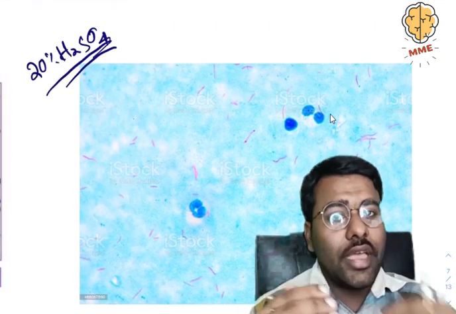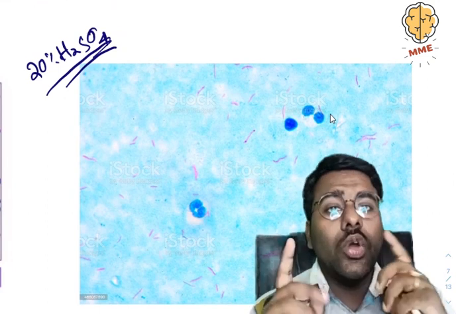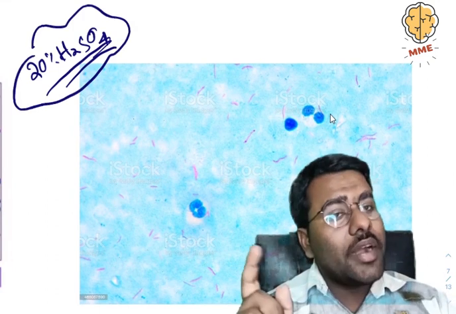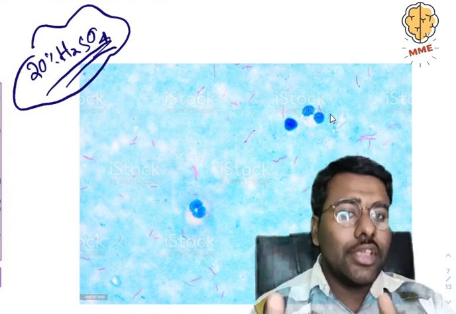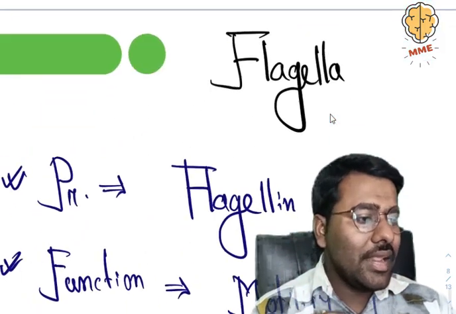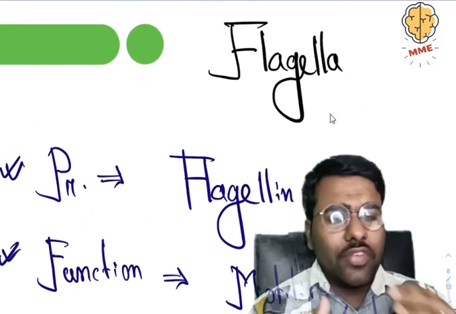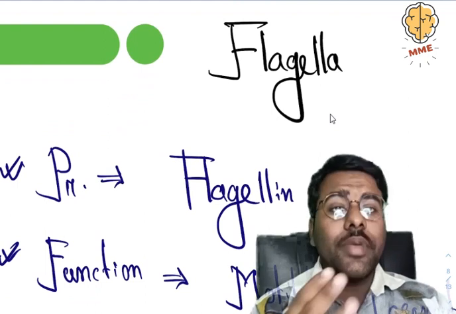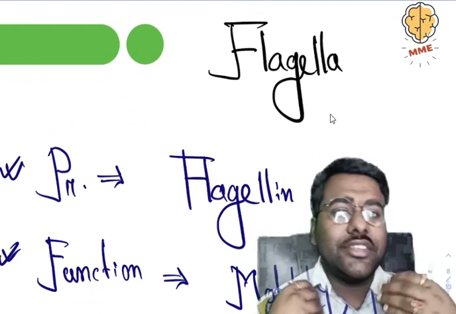And in case of the acid-fast staining or Ziehl-Neelsen staining, we use 20% H2SO4. Why I am saying that, you will understand later. Now coming to the flagella. The flagellar part is mainly protein. It is mainly formed by the protein called flagellin protein.